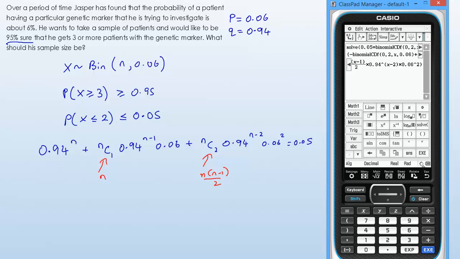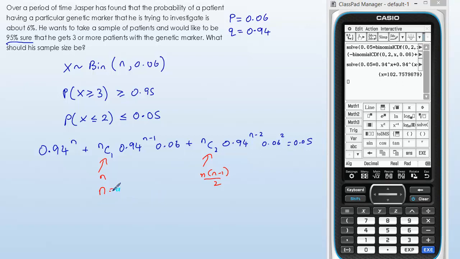Execute that. Now, even on the computer here, it takes a bit of time, so it's going to take a little bit of time on your handheld, but it does give me what turns out to be a sensible number because I've checked it. It gives me that n is 102.7 and so on. And that suggests to me that we need to go up to the next one. So n is 103. So the sample should be of size 103 to make sure that this is actually less than 0.05 and this one therefore is greater than 0.95.